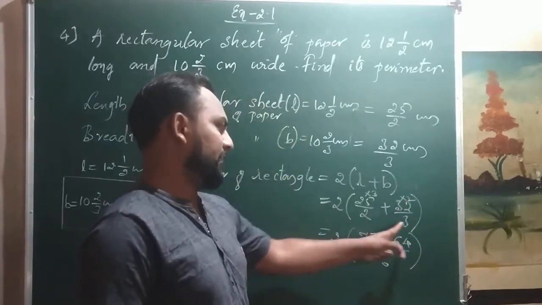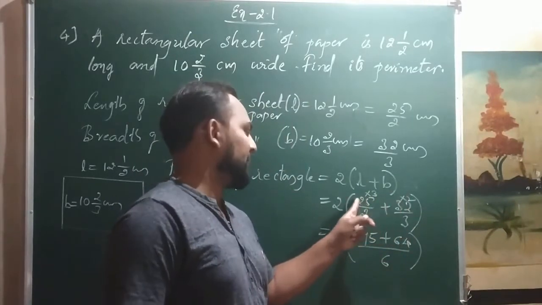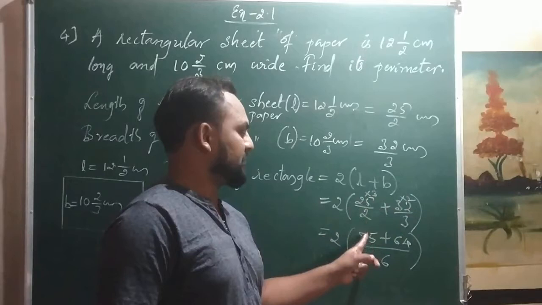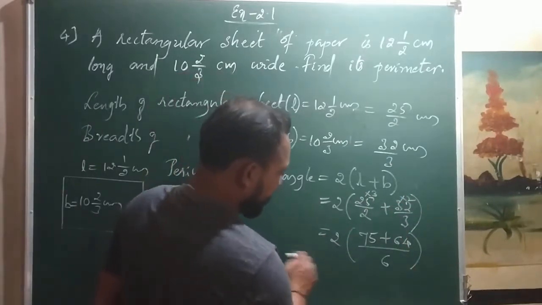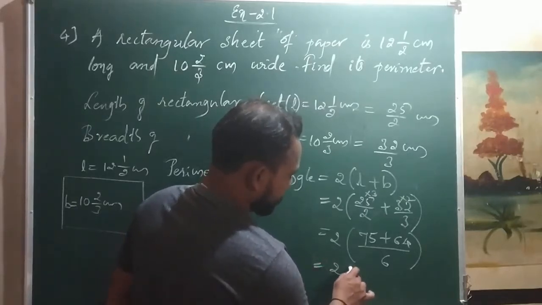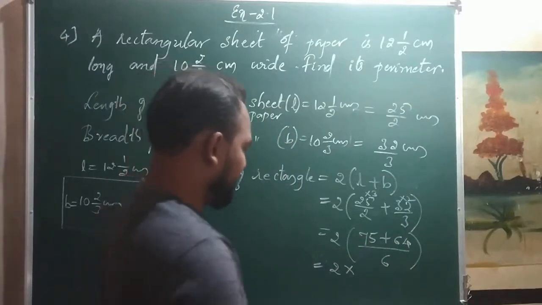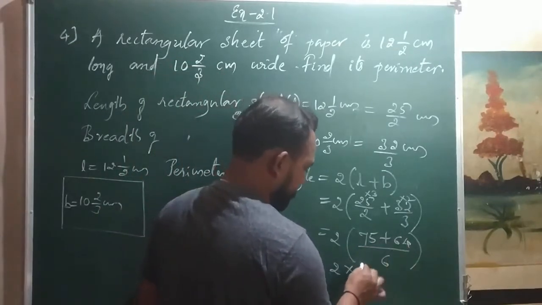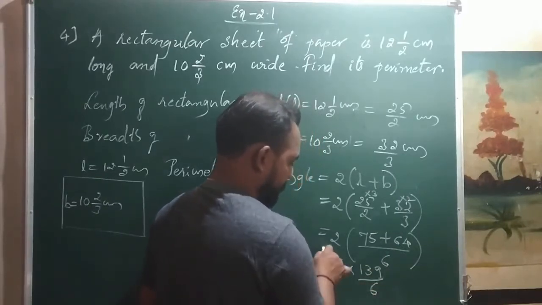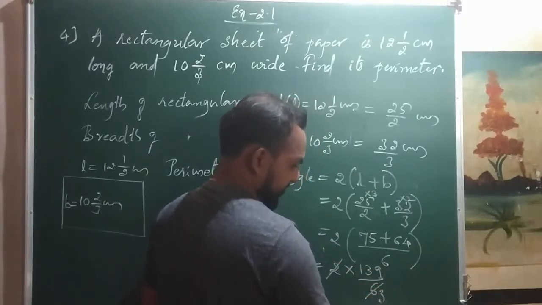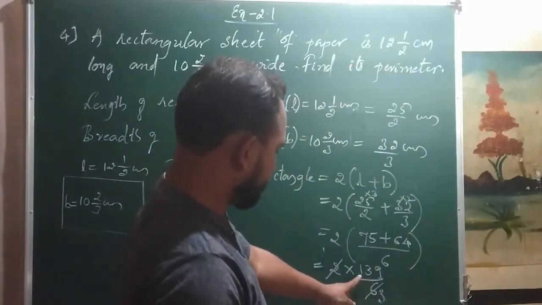The LCM of 2 and 3 is 6. 25 threes are 75 plus 32 twos are 64. Here 2 into (75 plus 64). 75 plus 64 is 139, so 139 by 6, and 2 ones are 2, 2 threes are 6.